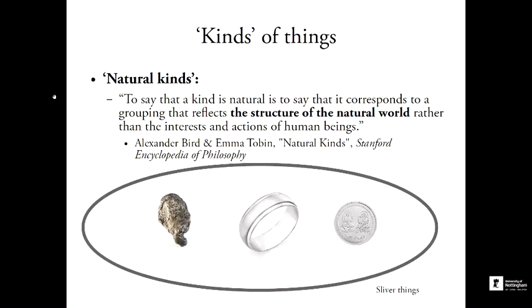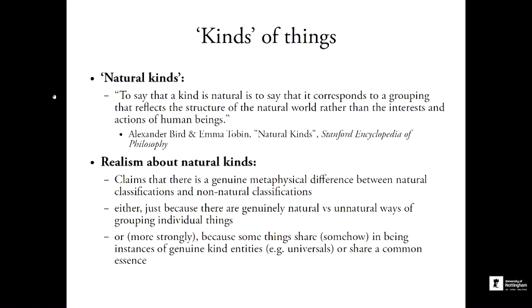Now, what is a natural kind? Well, to say that a kind is natural is to say that it corresponds to a grouping that reflects the structure of the natural world rather than the interests and actions of human beings. Or that's the definition that's given in the SEP entry on natural kinds. In fact, there's quite a lot of debate about exactly how we should understand natural kinds, but for the moment this will do. Now, a position that many people take about natural kinds is called realism.